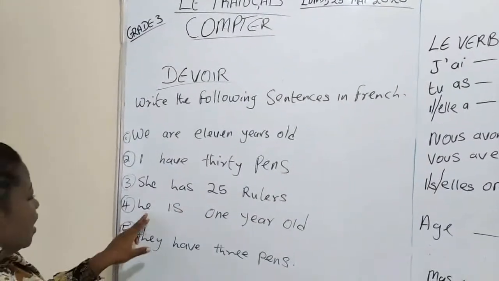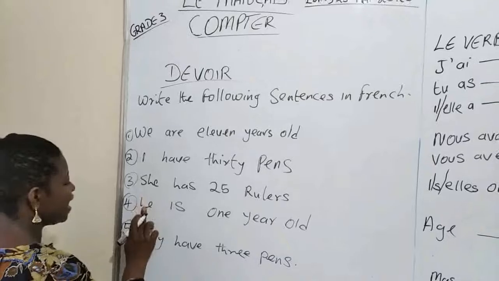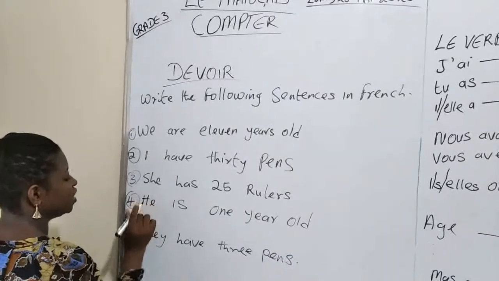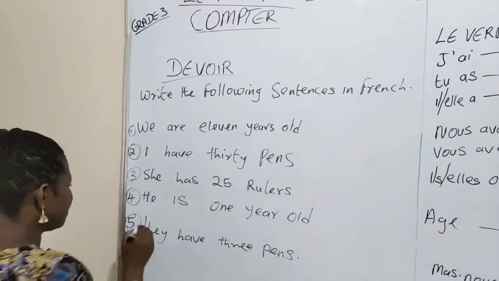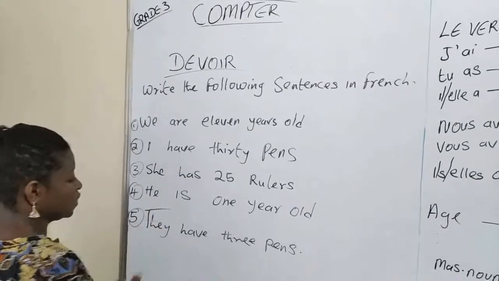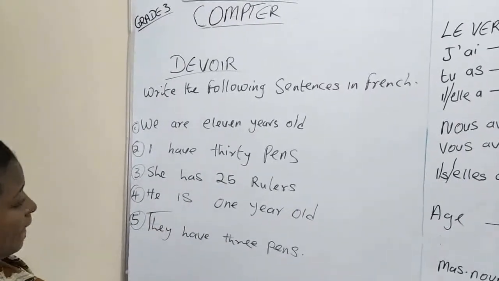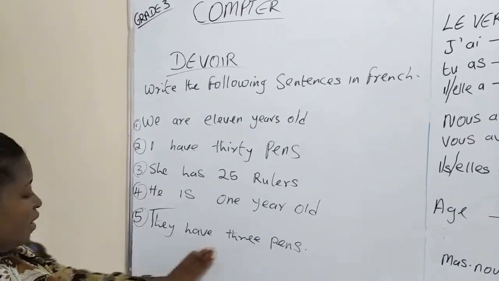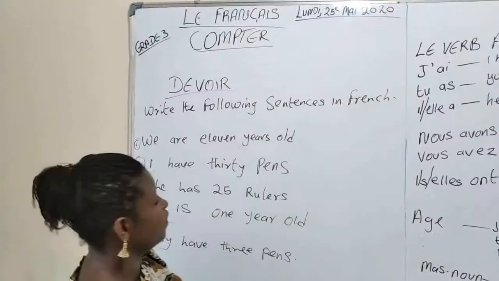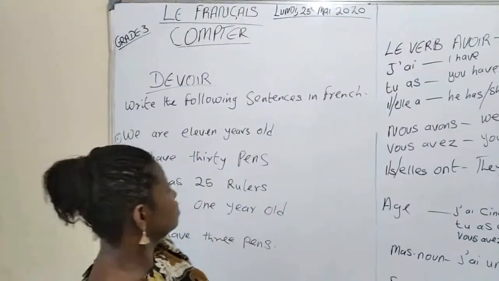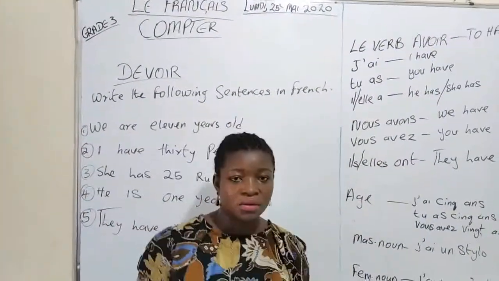Number 4, he is 1 year old. And then number 5, they have 3 pens. So we are going to write all these in French, and you have your grades back.